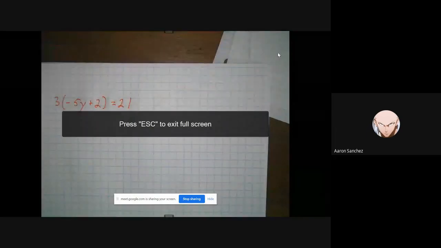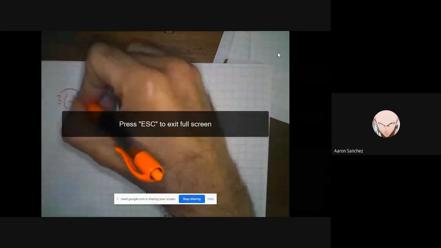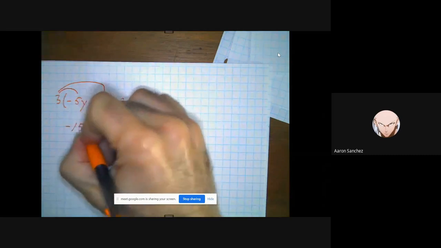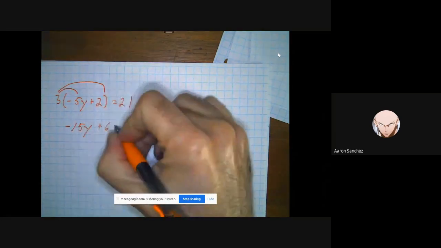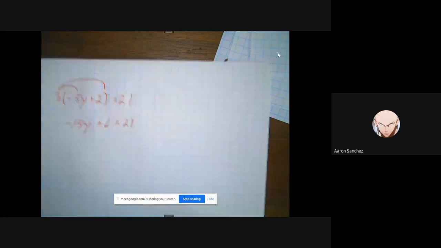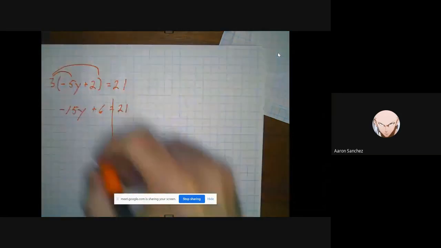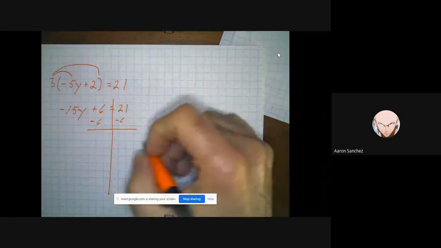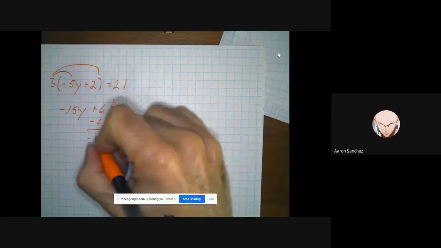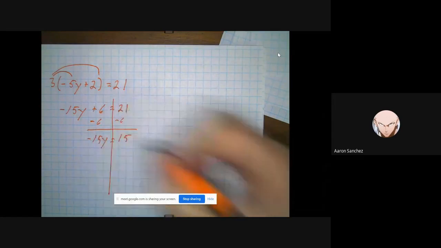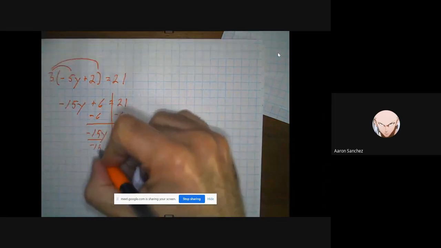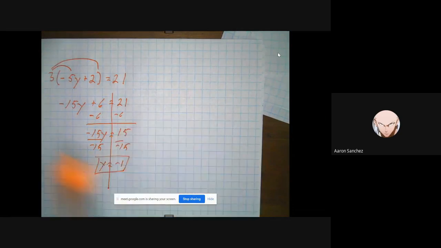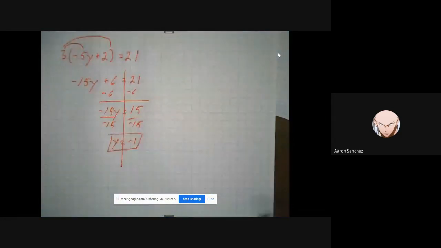You said, okay, let's get rid of the parentheses and let's multiply by -3. And 3 times -5 is -15y. And 3 times 2 is 6. We get 21, right? And then let's draw the line. Subtract 6. 21 minus 6 is 15. -15y equals 15. And then I divide by -15. Okay? It's not the hardest one, but it's definitely not the easiest one, this one.